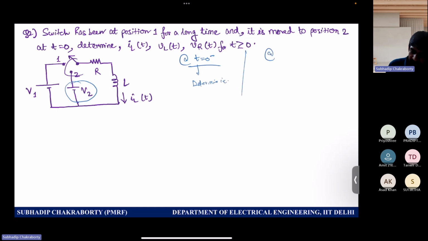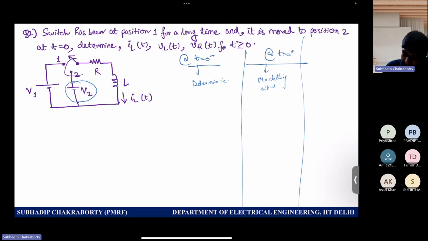And then step 2 is t equal to 0 plus, modeling the initial conditions. Modeling initial condition with the new circuit. Why a new circuit? Because the switch position has changed, with the new circuit with the shifted switch, right? And then the third step is final steady state circuit analysis.